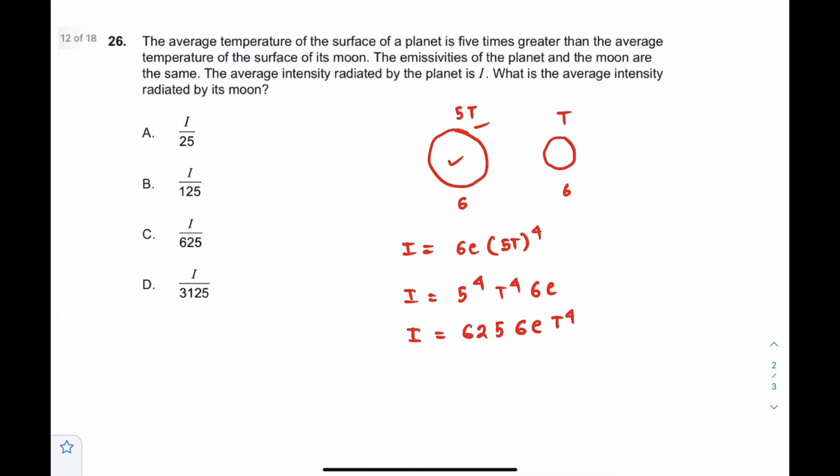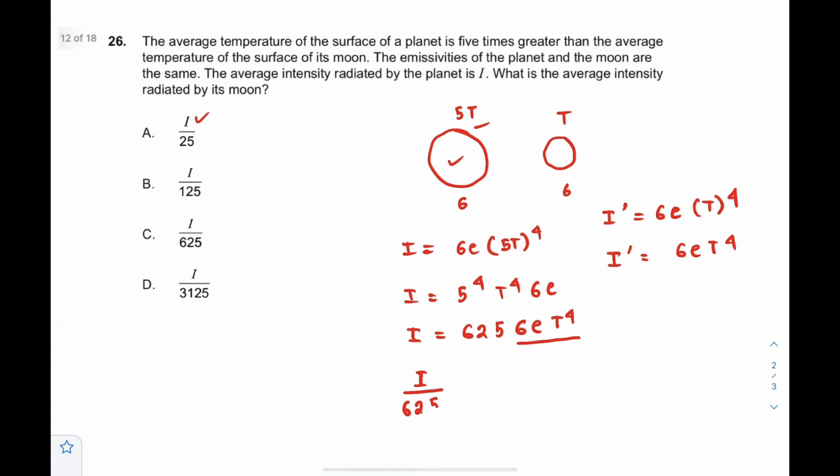So now we want to find the intensity by its moon, okay? So suppose the intensity by its moon is I dash. So what is I dash? Sigma E into temperature to the power 4, that is T to the power 4, right? So I dash is sigma E T to the power 4, okay? But we want the answer in the form of I, okay? Very easy actually. So over here, what is sigma E T to the power 4? It is I by 625. This is equal to sigma E into T to the power 4, right? So from here we get that I dash would be equal to I by 625.